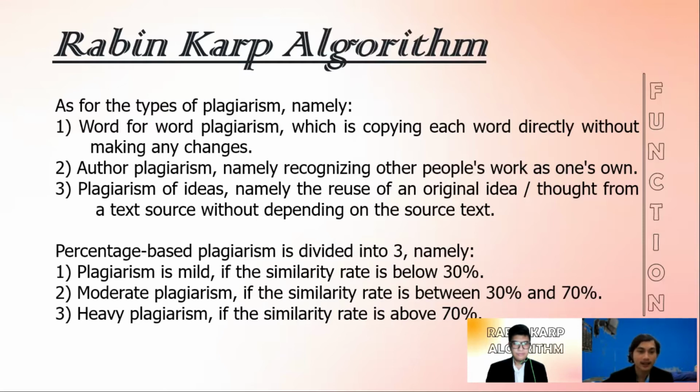Percentage-based plagiarism is divided into three, namely, first, mild plagiarism, if the similarity rate is below 30%. Second, moderate plagiarism, if the similarity rate is between 30 and 70%. Third, heavy plagiarism, if the similarity rate is above 70%.